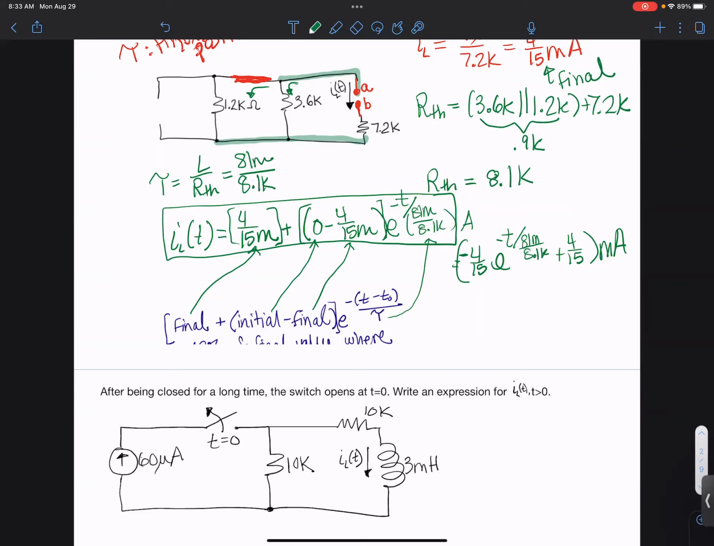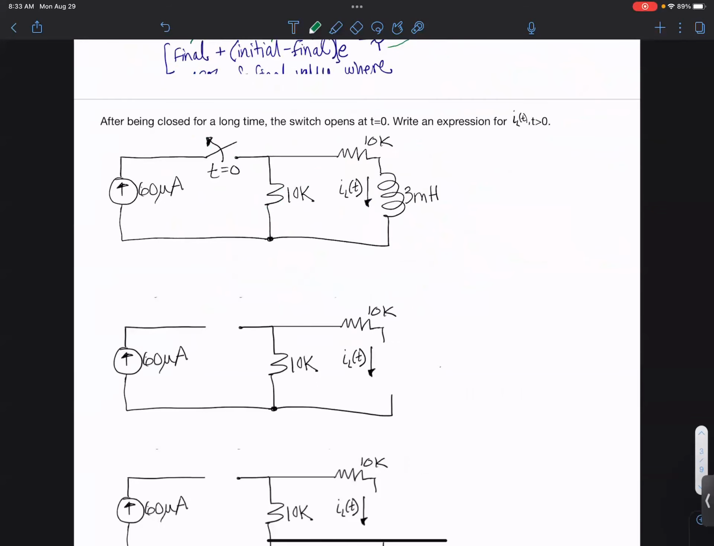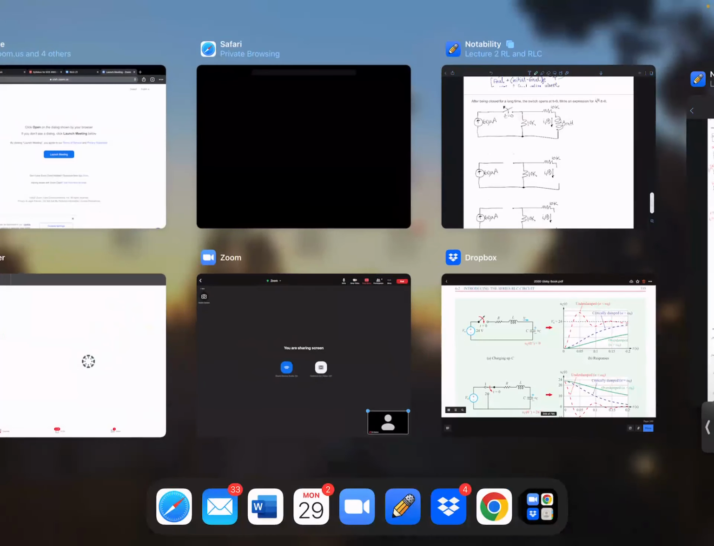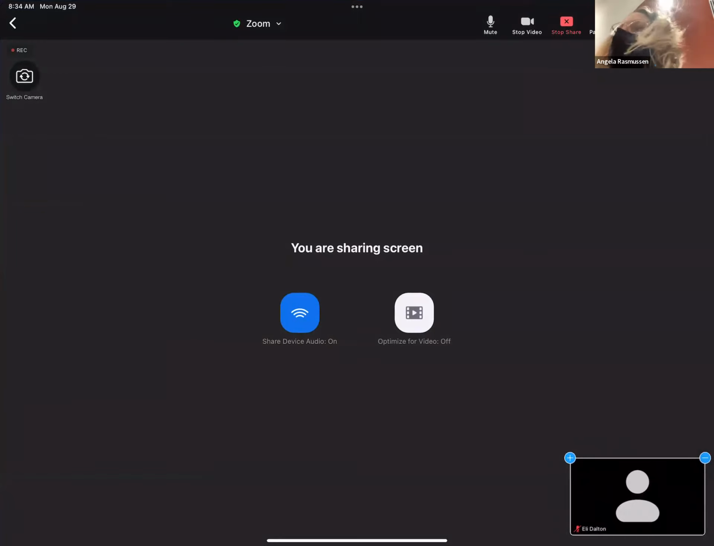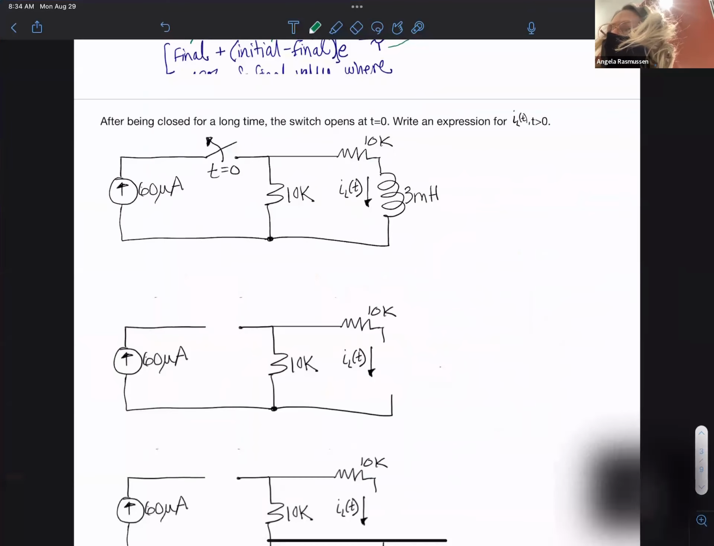All right, other questions? Are you guys ready to try your own? Okay. All right, so go ahead and do the same thing with this circuit, find IL of T. Introduce yourselves to your neighbors for today if they're different people. I'm going to move you guys into a breakout room so that you can work on this. If you want to take a screenshot of this problem.